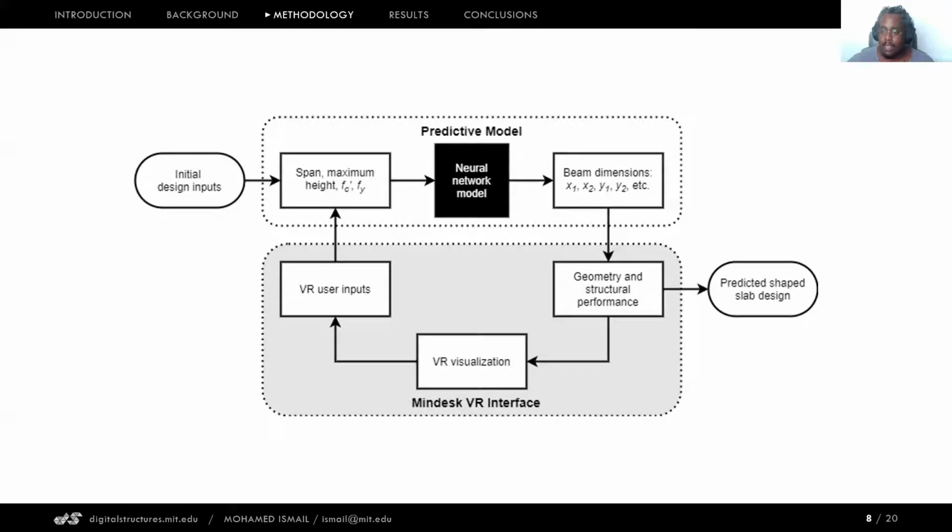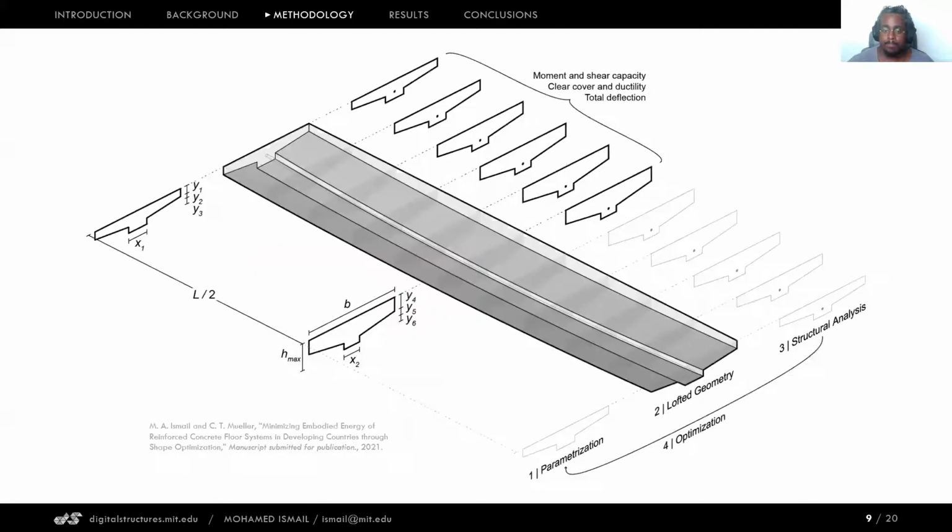As you can see, Mindesk also allows the user to manipulate the inputs and iterate through the design options in real time, thanks to the speed of the predictive neural network model. For this paper, we used the case study of a shape-optimized concrete structure as an alternative to the flat slab construction occurring worldwide. We reference a previously published method for the shape optimization of concrete slabs, and this is a method that uses constrained optimization and analytical structural analysis to minimize the embodied energy of a concrete slab.